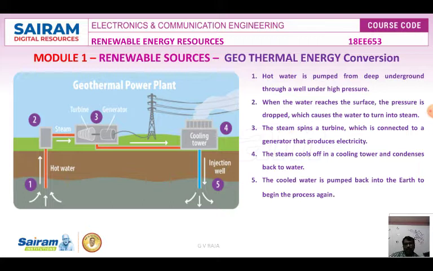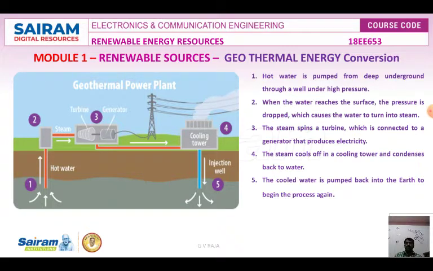Here hot water is pumped from deep underground through a well under high pressure, and when the water reaches the surface, the pressure drops, which causes the water to turn into steam. Then the steam spins the turbine, which is connected to a generator that produces electricity. Then the steam cools off in a cooling tower and condenses back into water, and the cooled water is pumped back to the earth to begin the process again.